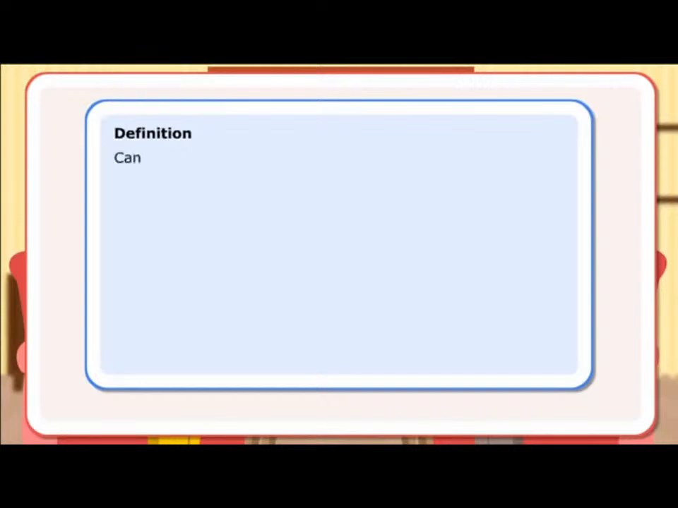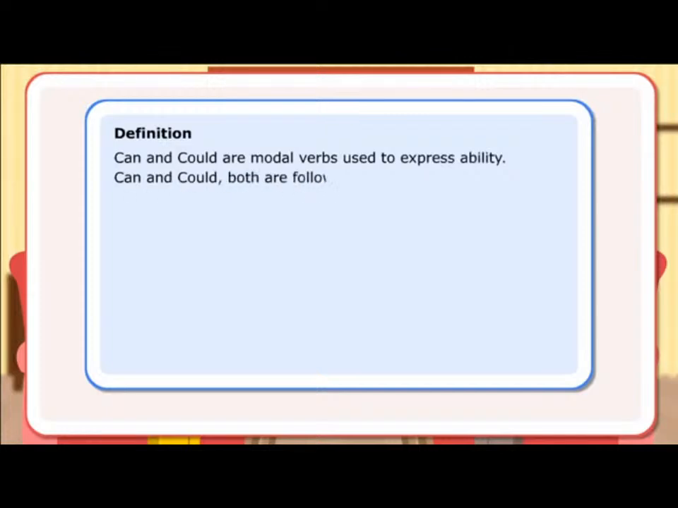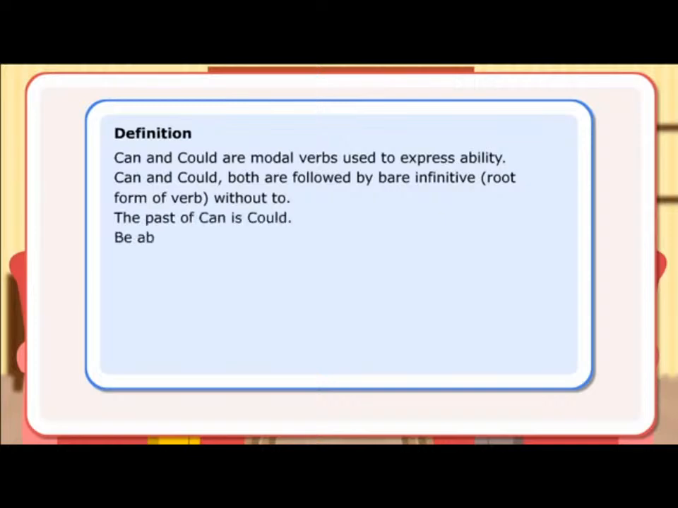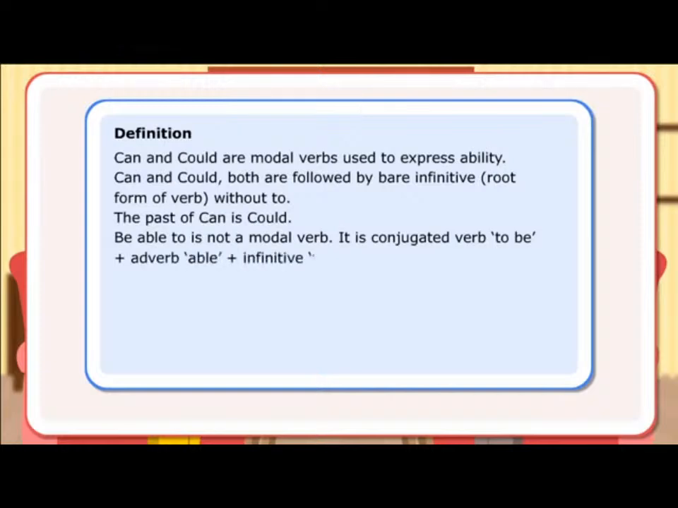Definition. Can and could are modal verbs used to express ability. Can and could both are followed by the bare infinitive, the root form of the verb, without to. The past of can is could. Be able to is not a modal verb. It is a conjugated verb: to be plus the adjective able plus the infinitive to. The past of be able to is was or were able to.